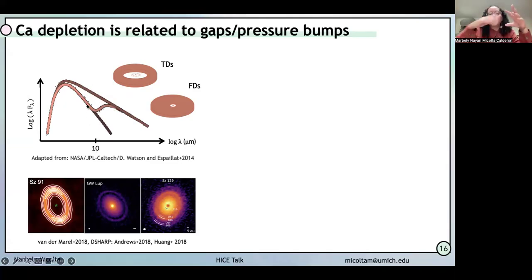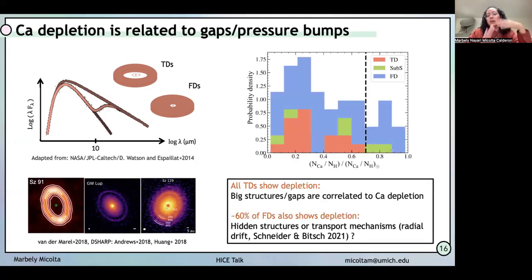You will have this dip in the SED, but also there are now a lot of stars that have high resolution imaging with ALMA, and then we can really prove, at the highest resolution, whether it's a gap or just some kind of substructure, like in the case of SZ 128. And we found very interesting results. First of all, transitional disks are depleted, which is significant.